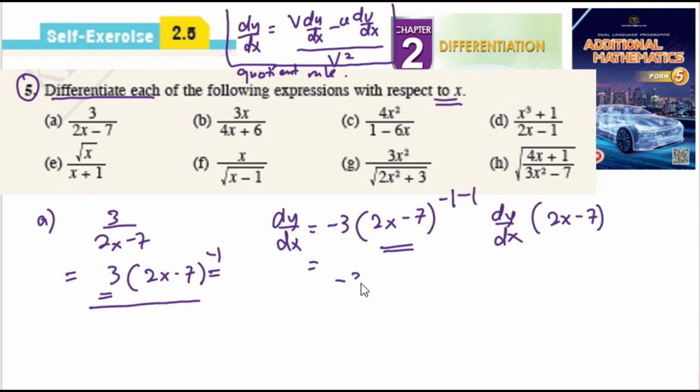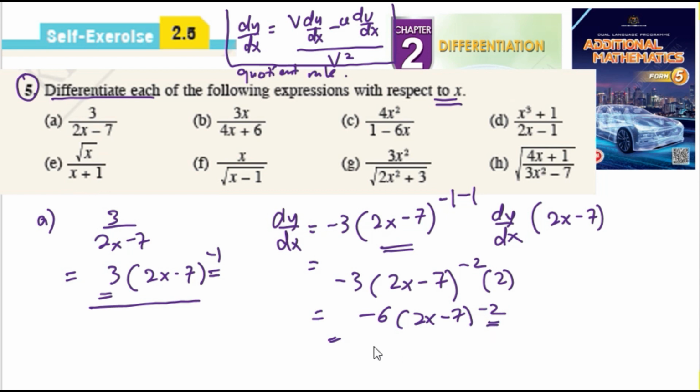So here you get negative 3 times (2x minus 7) to the power of negative 2. When you differentiate 2x minus 7, you get 2, right? So negative 3 times 2, you get negative 6, times (2x minus 7) to the power of negative 2. The power should not be negative, so negative 6 divided by (2x minus 7) squared.